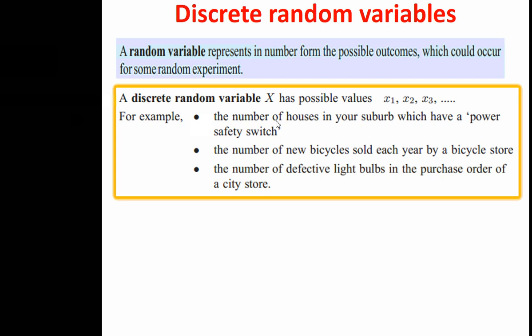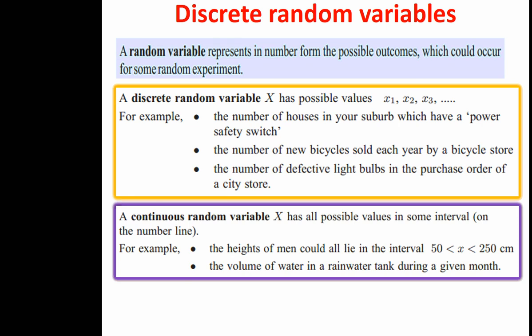For example, the number of houses in your suburb which have a power safety switch. So the number of houses, you would get 1, 2, 3, 4, 5 houses. So take on discrete values. The number of new bicycles sold each year by a bicycle store. The number of defective light bulbs in the purchase order of a city store. So the number of something takes on discrete values because it's 1, 2, 3, 4, 5, 6. That's what a discrete random variable is, as opposed to a continuous random variable.